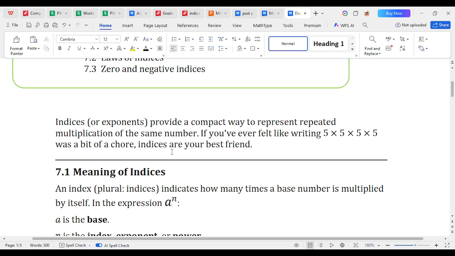So let's begin by first defining what indices is. And I will not be reading all this because I don't want it to sound like I am just reading it, but I will be explaining in my own language.